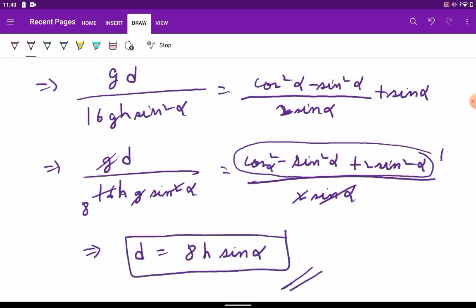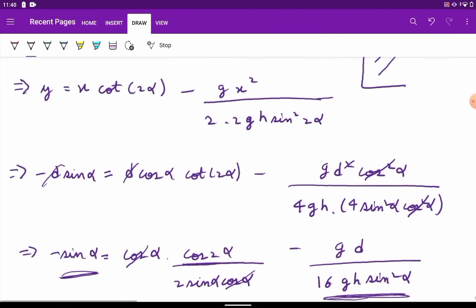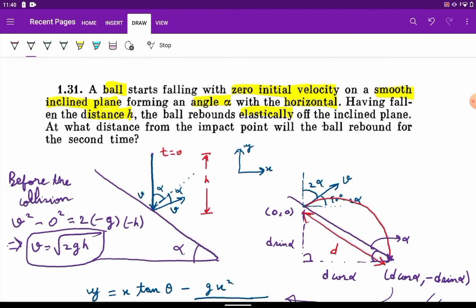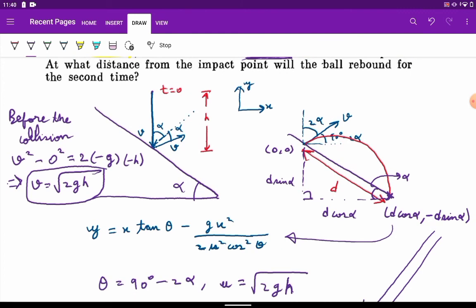So in order to solve this question, first of all you need to understand that when they say rebound elastically, it means it follows the law of reflection essentially. So it rebounds with the same velocity as just before the collision. Magnitude is the same. The direction follows the laws of reflection, and then it's projectile motion.